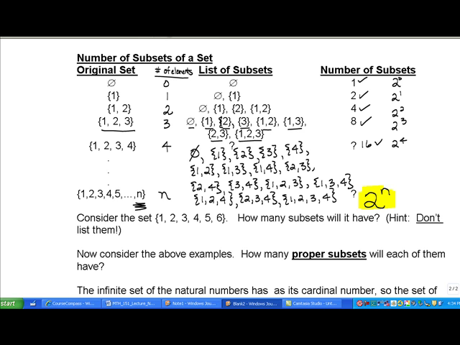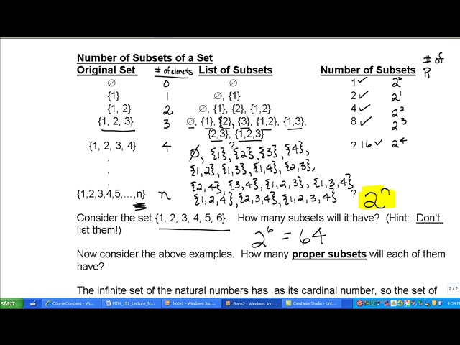And so next I ask a specific question. We have 6 elements. It's going to be 2 to the 6th, which I think turns out to be 64. So that's the number of subsets.